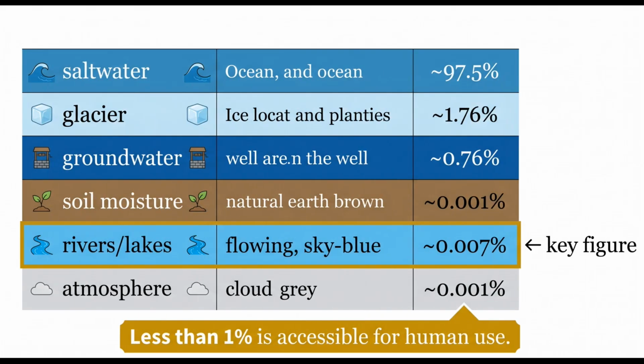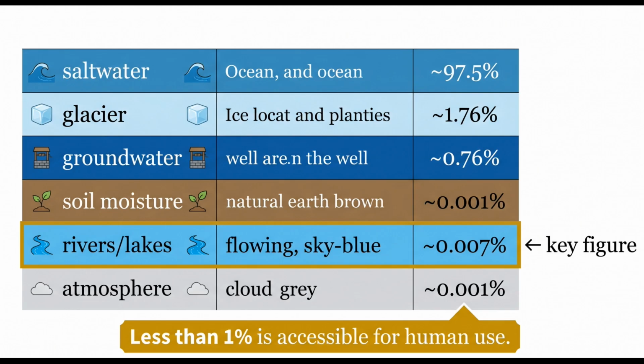Let's look at the full breakdown on screen. I want you to spend a moment reading these figures. Saltwater, 97%, glaciers and ice caps 2%, groundwater 0.7%, soil moisture 0.2%, rivers, lakes, and wetlands, the accessible surface freshwater, approximately 0.1%. And below that, water vapor in the atmosphere at less than 0.01%, negligible.